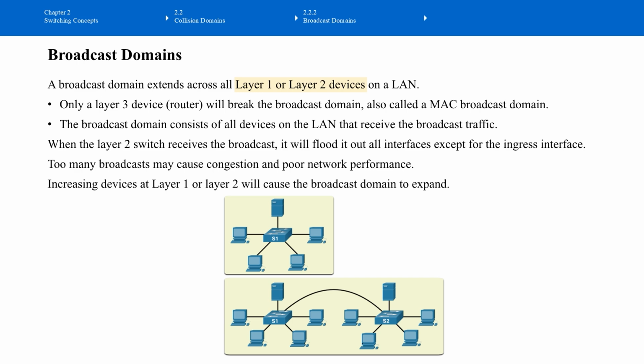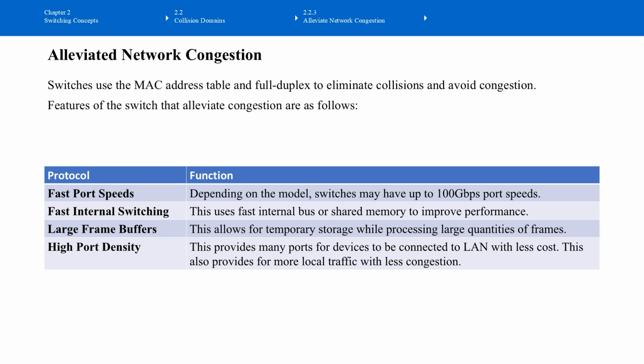Alleviated network congestion. Switches use the MAC address table and full duplex to eliminate collisions and avoid congestion. Features of the switch that alleviate congestion are as follows. Here are 5 different features. The fast port speeds: the function depends on the model. Switches may have up to 100 gigabits per second port speeds. For fast internal switching, this uses a fast internal bus or shared memory to improve performance.